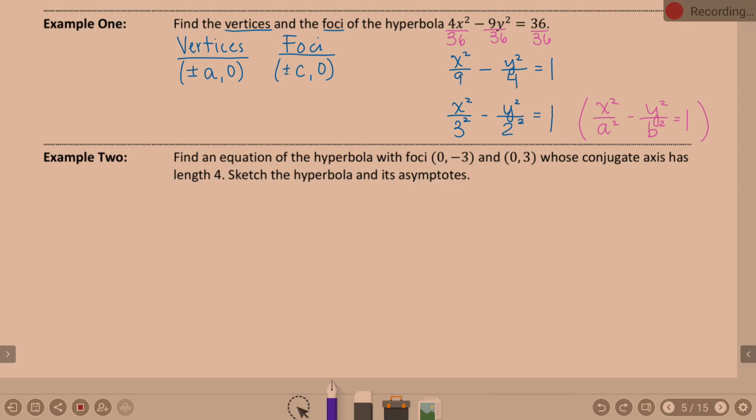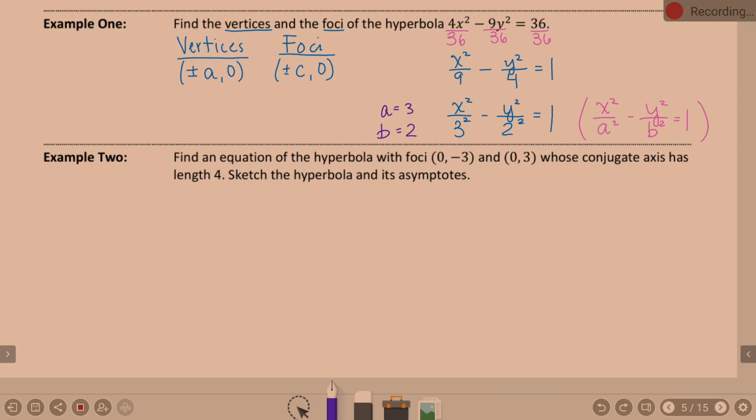What's A? 3. Okay. A is always going to be your first denominator. It's under x this time. We know A is 3. What's B? 2. 2, because it's always your second denominator.